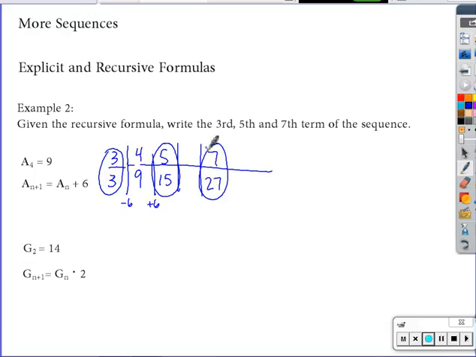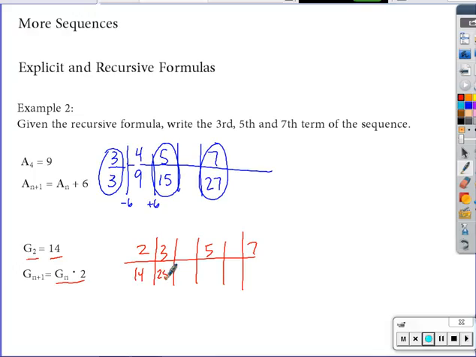So using a recursive formula is a little bit different than an explicit formula. Here in the recursive formula, it tells me that my second term is 14. So my second term is 14. I would like to know my third, my fifth, and my seventh. It is generated by multiplying by 2. So 14 times 2 is 28.